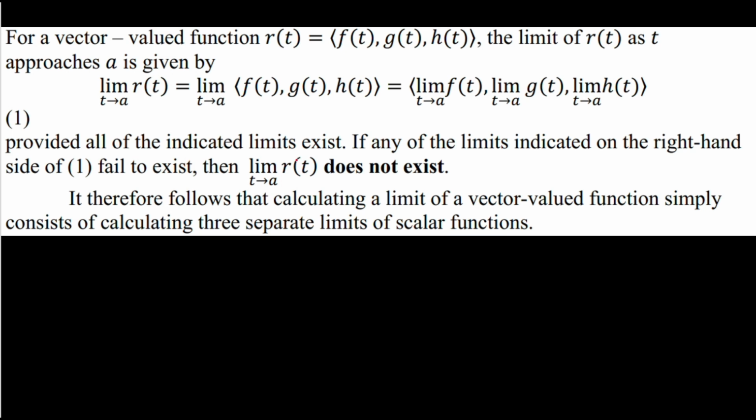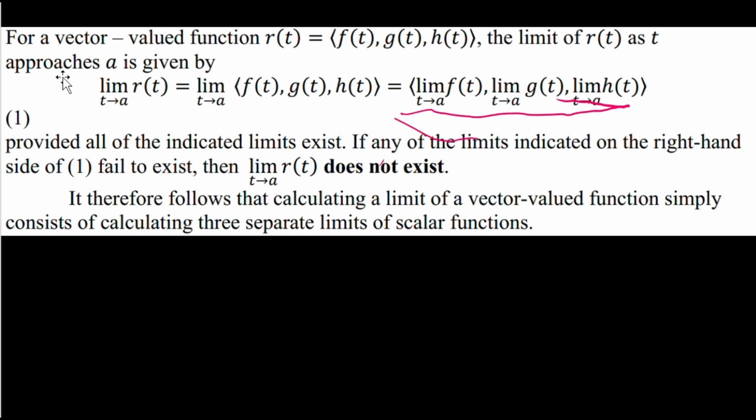So if any of the limits indicated on the right hand side, that is here, does not exist, then the entire limit for the vector function too does not exist. So when we are asked to find the limit of any vector function, we zoom into the individual component functions and find the limit of the individual component functions. If any of them fail to exist, then the entire limit of the vector function also does not exist.